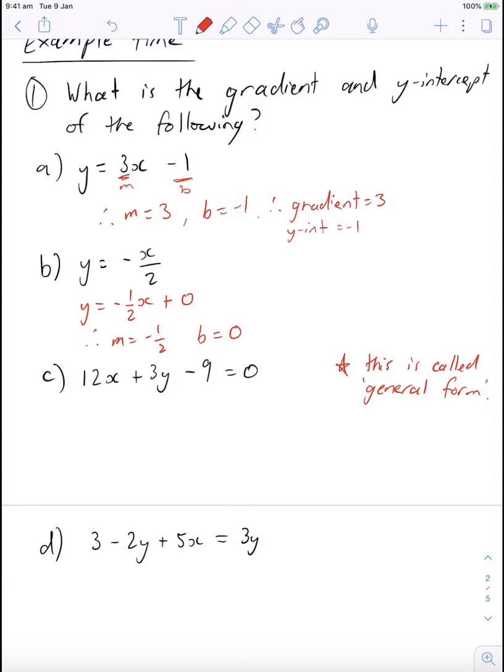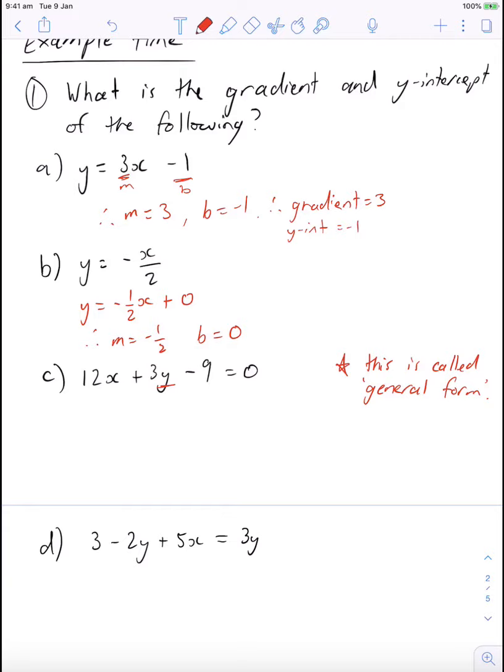So what we actually need to do in this, we need to have a little bit of an algebra bash. We need to manipulate this equation to make y the subject. We want to get y by itself. Okay, so we're going to do that by moving everything else to the other side. So let's go and do that.